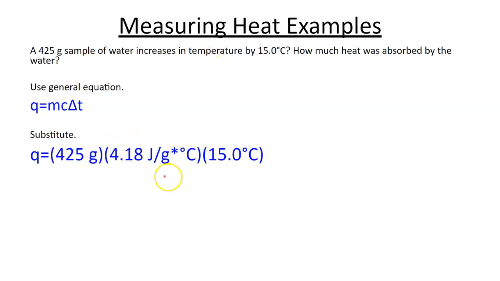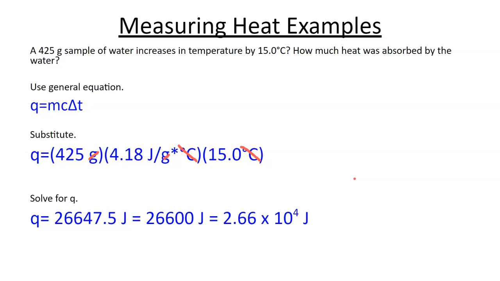Notice I've included all my units here, and my units do cancel, right? I have grams on top here and grams on the bottom. I have degrees C on the bottom of this fraction and on the top here, and I'm left with joules. So then I get my answer, punch in my calculator, round to the correct number of significant figures. I opted to use scientific notation here. 2.66 times 10 to the 4th joules.